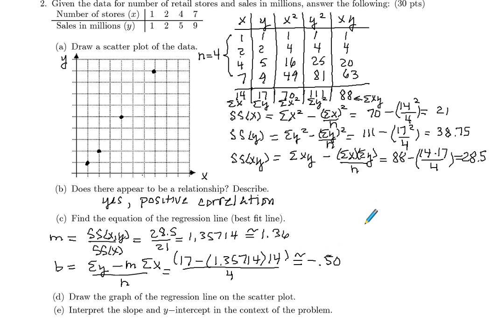So now our best fit line, remember, is mx plus b. So y hat equals mx plus b. So in our case, that is going to be 1.36x and then minus 0.50.